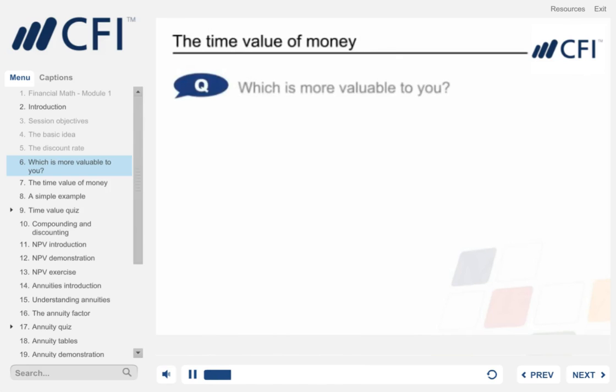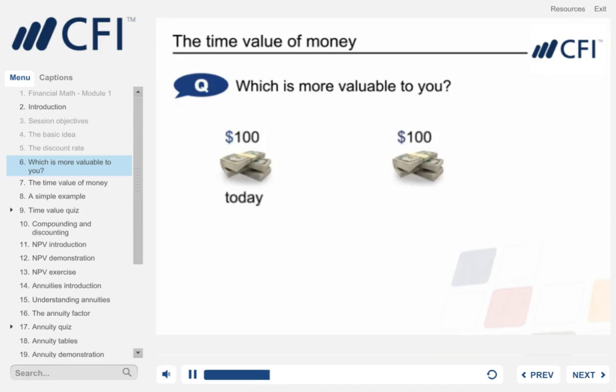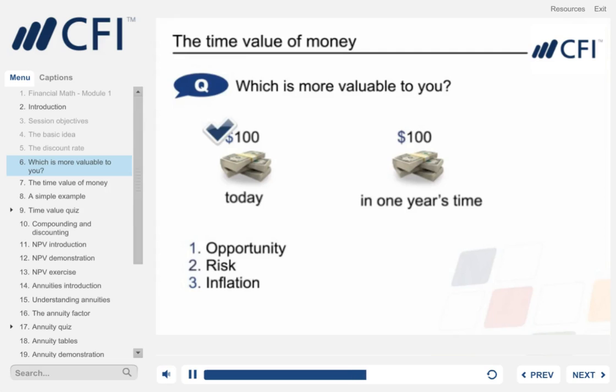So here's a question for you. Which is more valuable to you, $100 today or $100 in 1 year's time? If you are like most financially rational investors, you would prefer to have $100 today. Remember our three reasons why $100 today is worth more than $100 in the future? This idea that money has different values to us today, depending on when we receive it, is called the time value of money.